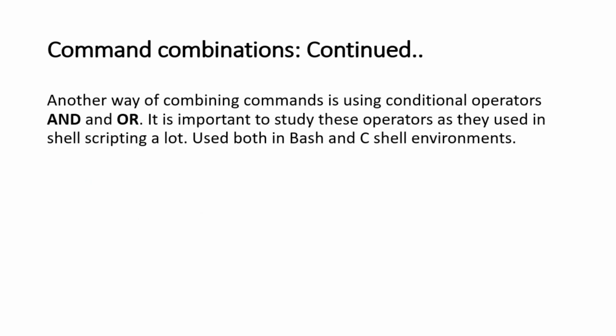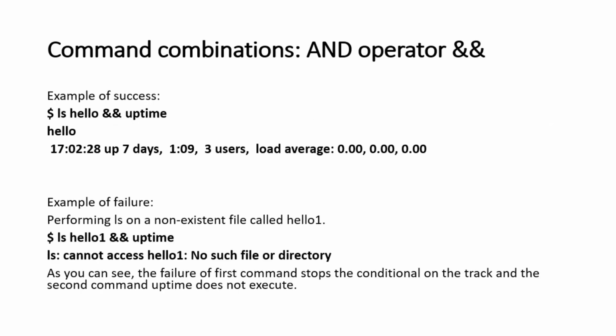We continue with command combinations and learn about AND and OR operators used both in bash and C shells. We start with the AND operator whose symbol is ampersand ampersand. The basic premise is that of the two commands, the first command has to be successful for the second command to run. We create a file called hello using touch command and do an ls -l on hello along with AND operator and see that both the commands execute successfully. However, doing ls -l on a non-existing file called hello1, you can see that the failure of the first command stops the conditional on the track and the second command uptime does not execute.